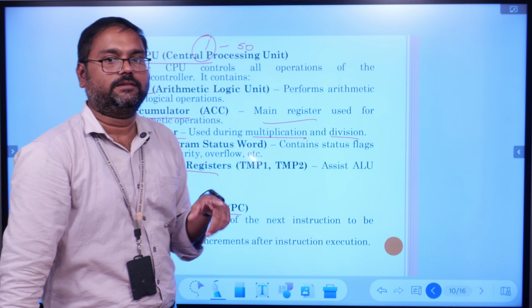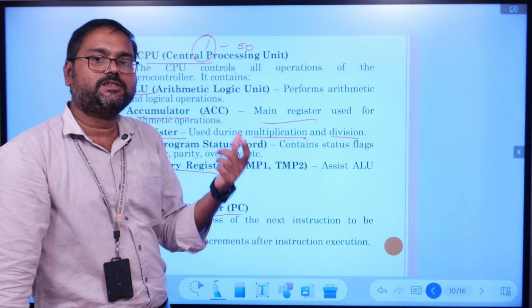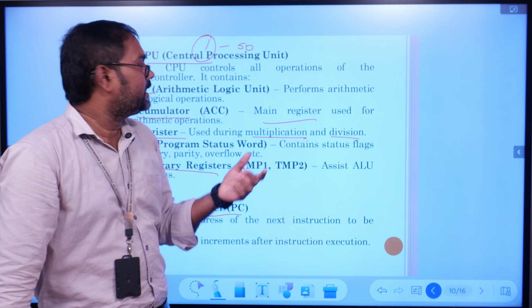Suppose in this program there is a call for a subroutine. Then the PC is automatically shifted to the starting address of the subroutine and it executes the subroutine, and after the completion of the subroutine, the PC comes back to the main program wherever it left previously. So simply the program counter will show the address of the next instruction.